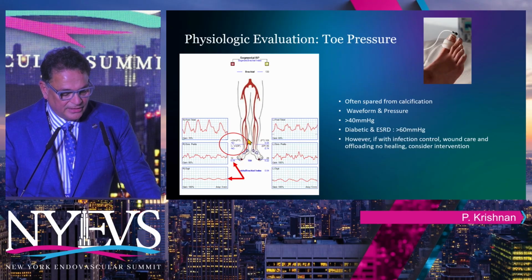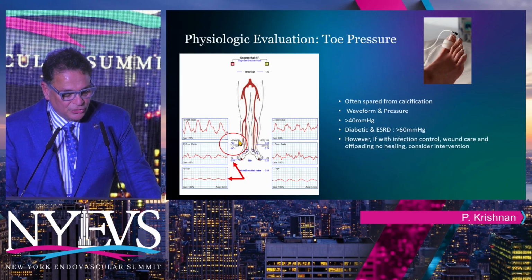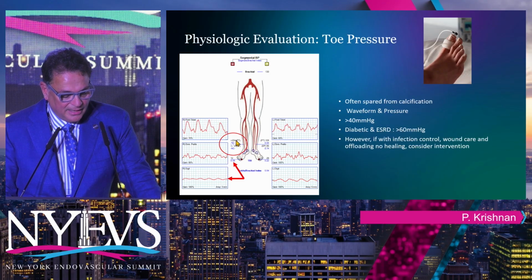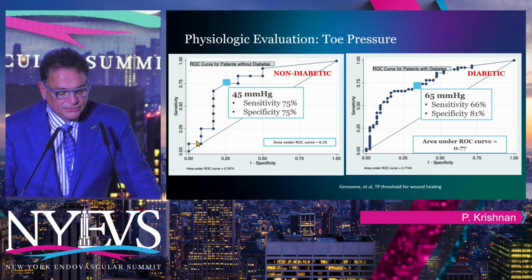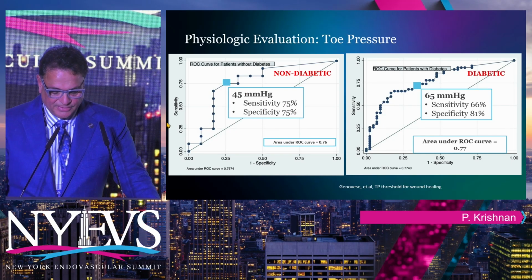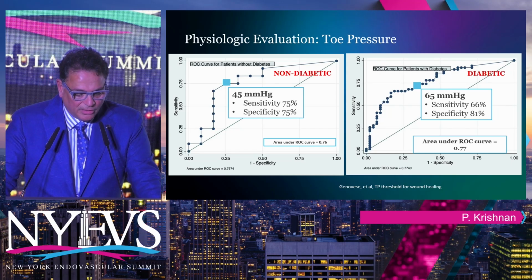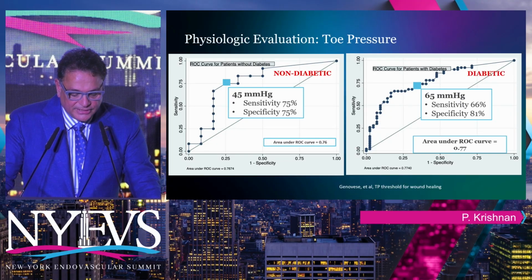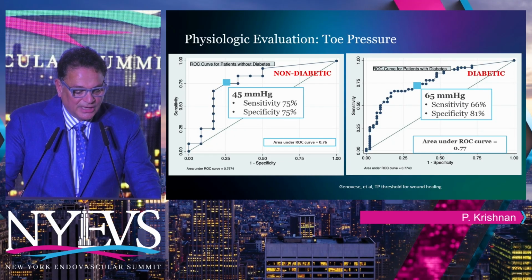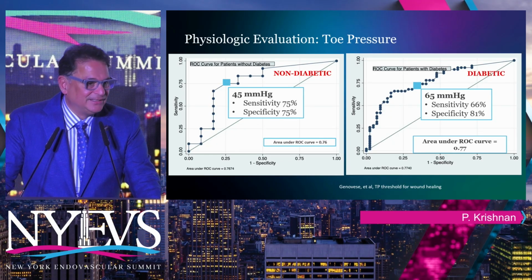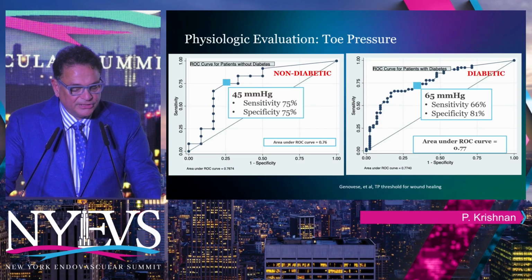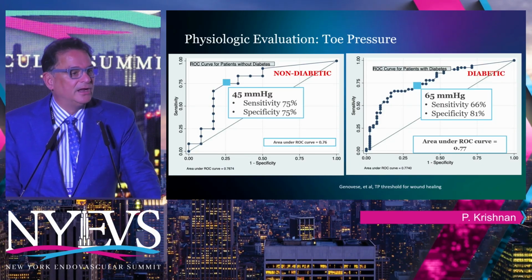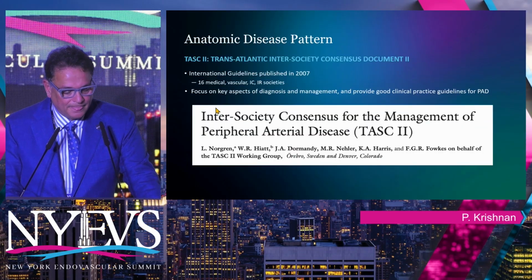You can see here, as you can see, the non-compressible vessels show that the systolic pressure can be very, very high in these particular patients. So again, it's a busy one, but this is by Liz, who's going to be here tomorrow, basically showing how the toe pressures are really predictive in diabetic versus non-diabetic. And 45 and 65 seem to be the cutoff number with a reasonable specificity and sensitivity as a threshold for wound healing.